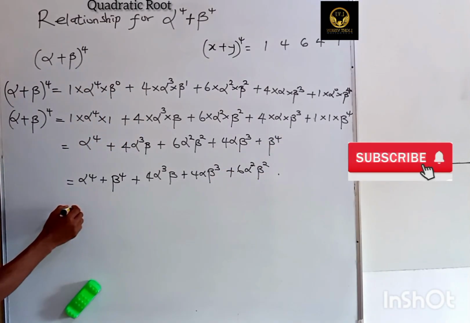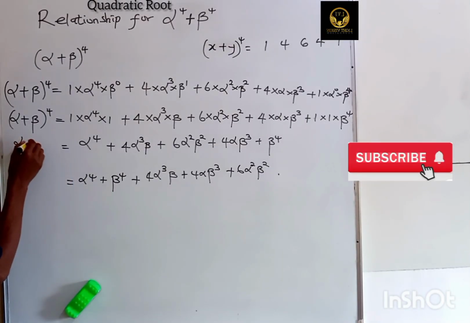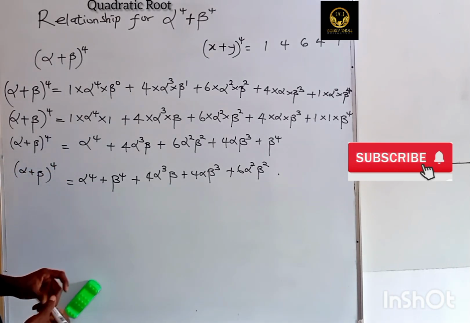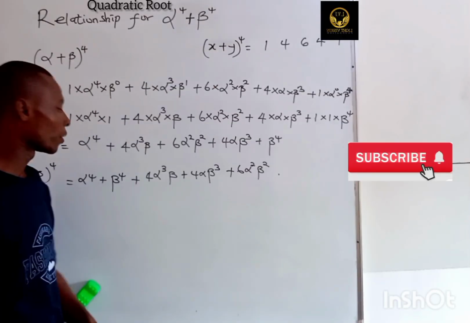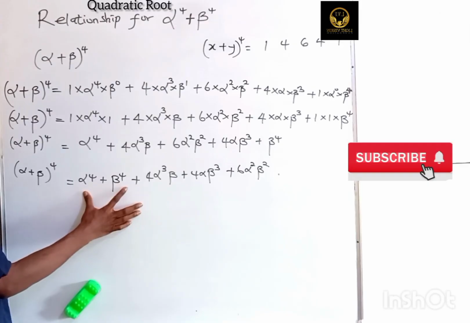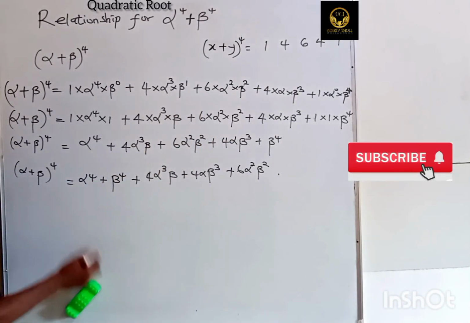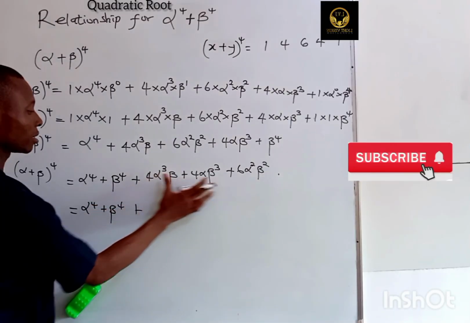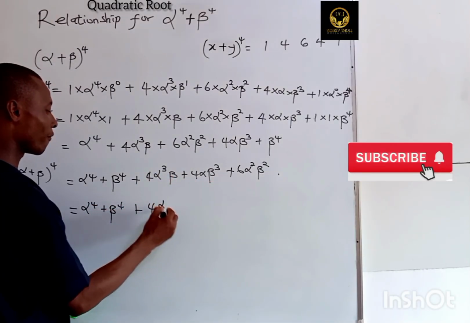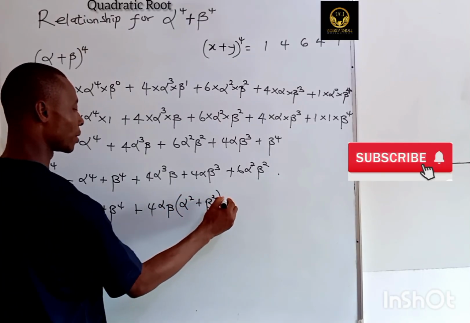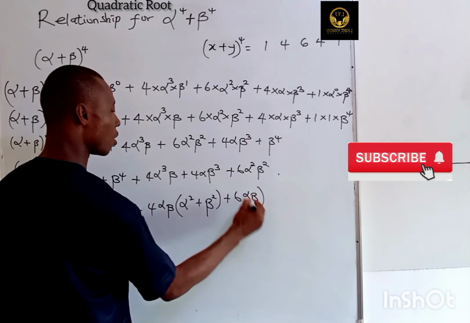Now, don't forget where we're coming from: alpha plus beta raised to the power of 4. We want to get the relationship for alpha raised to the power of 4 plus beta raised to the power of 4. Now what it means is that we make alpha raised to the power of 4 plus beta raised to the power of 4 the subject of the formula in the expansion, which becomes alpha raised to the power of 4 plus beta raised to the power of 4 plus, now there is a common term here, which is 4 alpha beta, times alpha square plus beta square, plus 6 alpha beta all square.